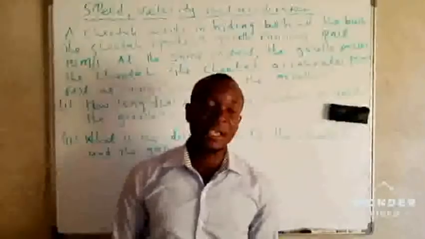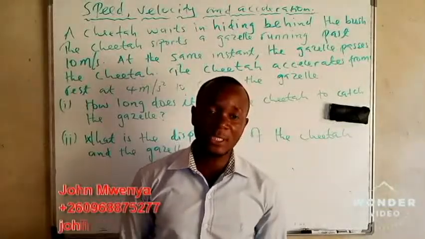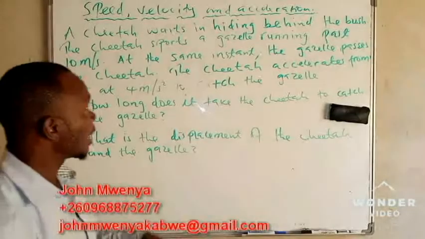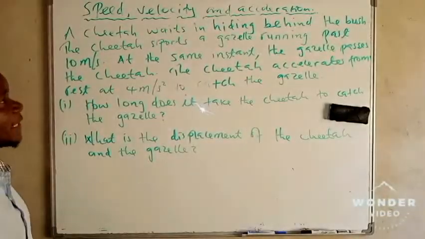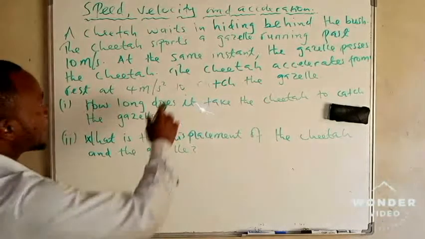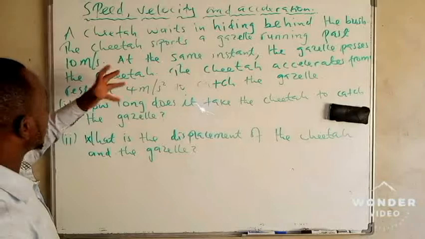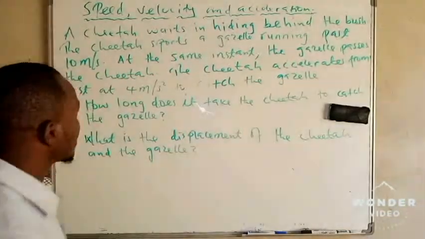Welcome to this exciting example on speed, velocity, and acceleration. The question is about a gazelle and a cheetah. A cheetah waits in hiding behind the bush. The cheetah spots a gazelle running past at 10 meters per second. At the same instant, the gazelle passes the cheetah.